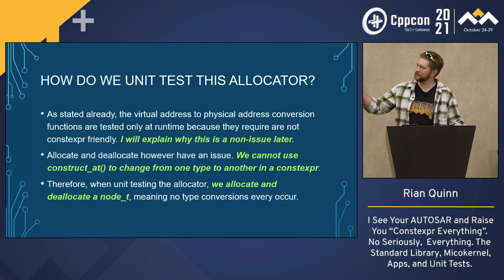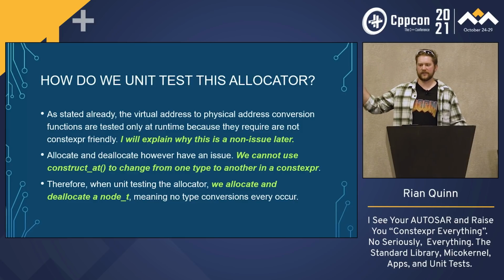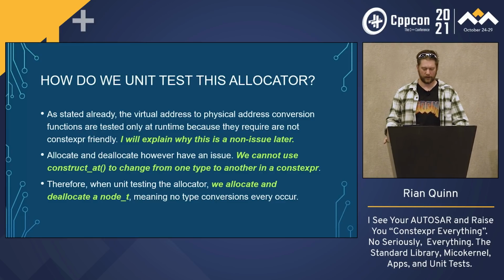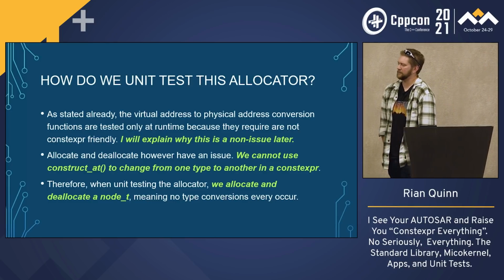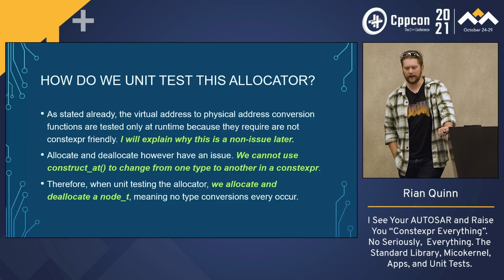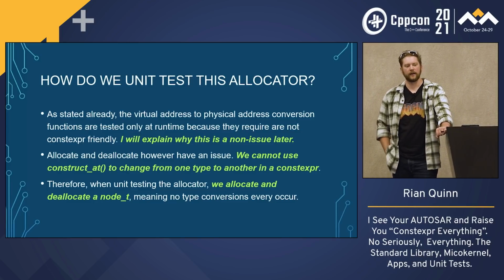The important thing to understand here is that so long as the memory was allocated from my page allocator, I can do vert to fizz and fizz to vert this way very safely. It is definitely not Constexpr friendly though. So how do we unit test this allocator? Well, first off, the vert to fizz and fizz to vert can't be done in a Constexpr, plain and simple, and there's no reason to fix that. Again, it's one line of code per operation that I need, and there's a nice simple way to deal with this for the rest of my code. So leave it that way.